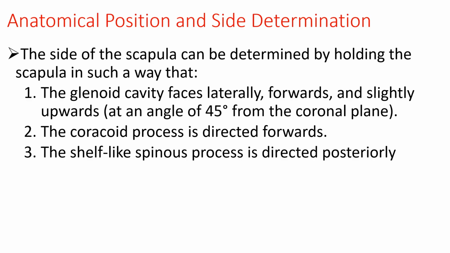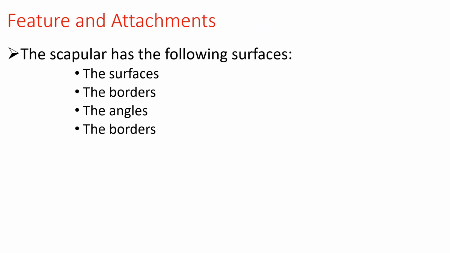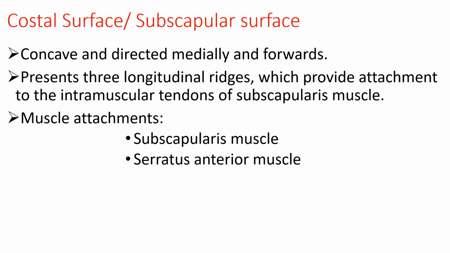So after doing all this, you'll be able to determine the anatomical position and the side of the scapula, whether it is the right scapula or the left scapula, and whether you are looking at the front view or the posterior view of the scapula. So the features and attachments include the surfaces, the borders, and the angles. So those are the features of the scapula.